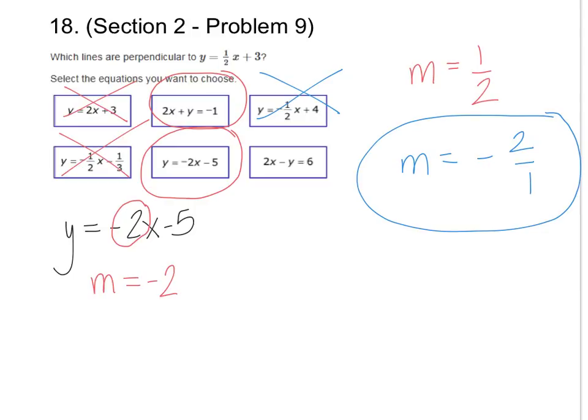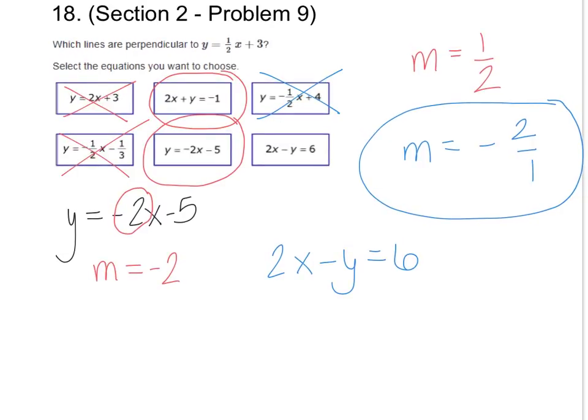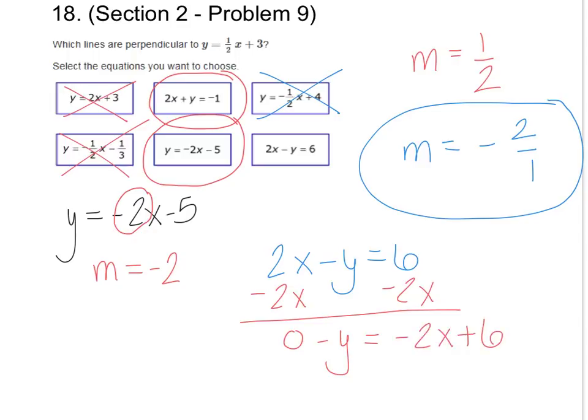And then our last one here is 2x minus y is equal to 6. So this is not in slope-intercept form, so I'm going to put this one in slope-intercept form. So I'm going to subtract 2x from both sides. 2x minus 2x is 0, minus y is equal to negative 2x plus 6. That 0 I don't need, so I can just write negative y is equal to negative 2x plus 6.